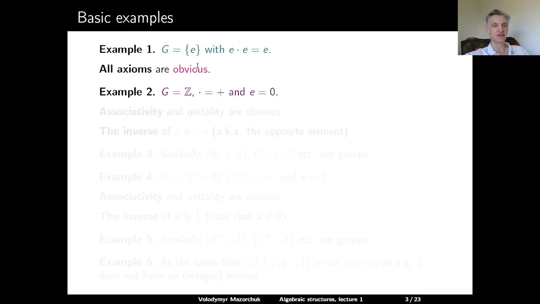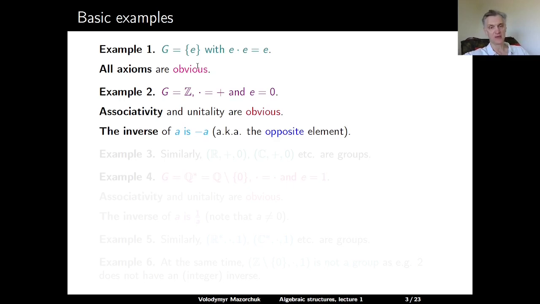Example 2. Consider as a set G the set of all integers, as our binary operation, addition of integers, and as our fixed neutral element, the integer 0. Then again we get a group, the additive group of all integers. And again, the associativity and unitality here are obvious. They are the standard properties of the addition of integers. And the inverse of an element A is the opposite integer minus A. So for addition, the inverse is usually called the opposite element.